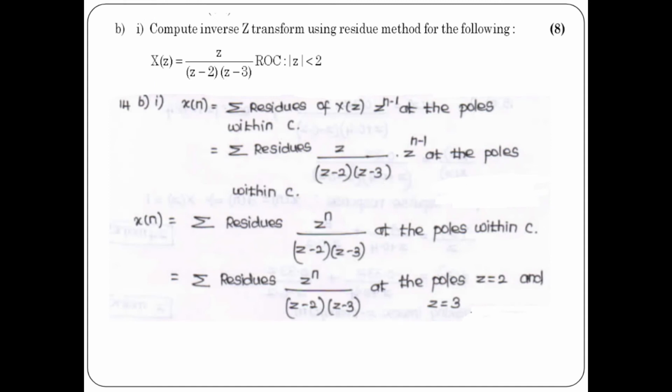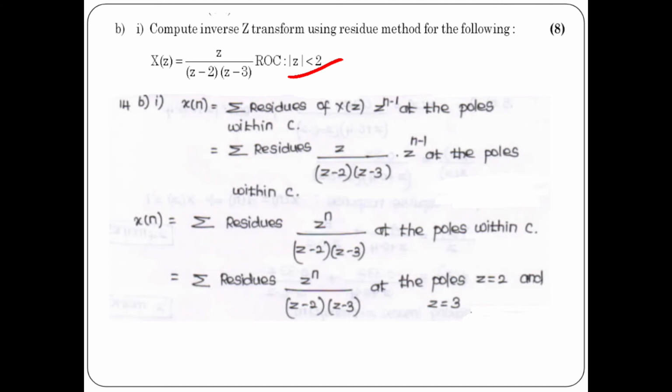Compute inverse Z transform using residue method. The residue method is one of the methods of finding the inverse Z transform. There is a partial fraction method also, but here they have given the residue method to find the inverse Z transform for the following x of Z. So x of Z is given as Z divided by (Z minus 2) into (Z minus 3), region of convergence, modulus of Z is less than 2.